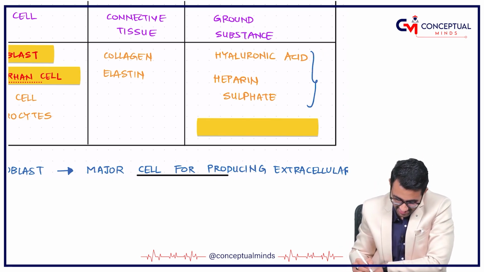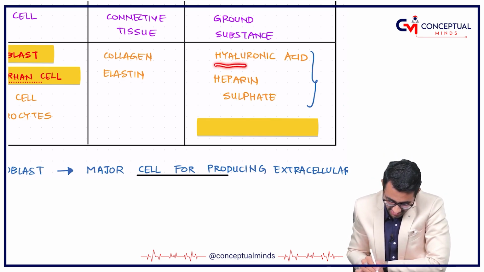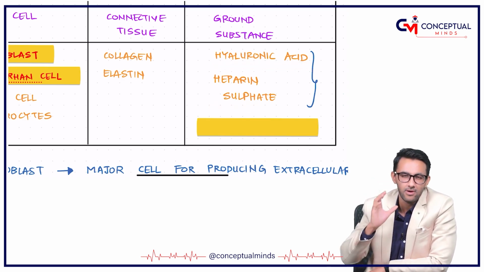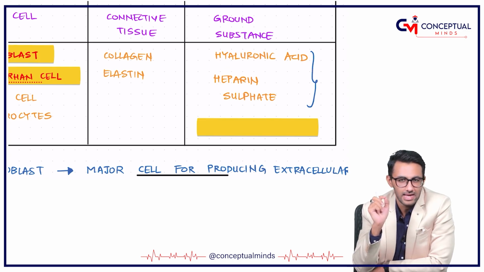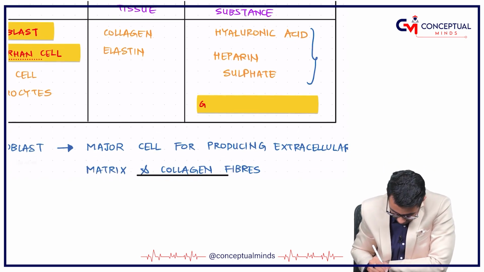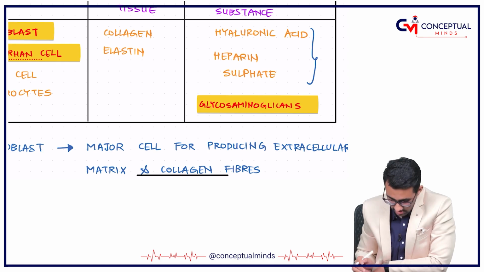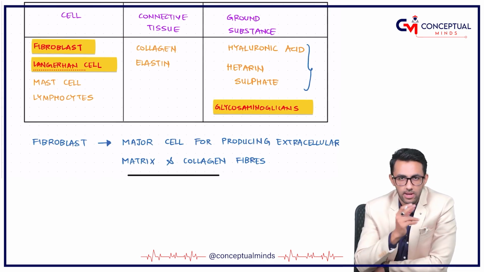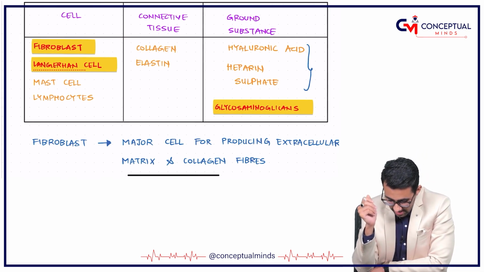So let us just continue with the ground substances. There are two things, the hyaluronic acid and the heparin sulfate. But what are these? If you did your biochemistry right, the answer is these are the glycosaminoglycans. Let me just write that down. These are the glycosaminoglycans, so these are the GAGs. The two components are hyaluronic acid and heparin sulfate.